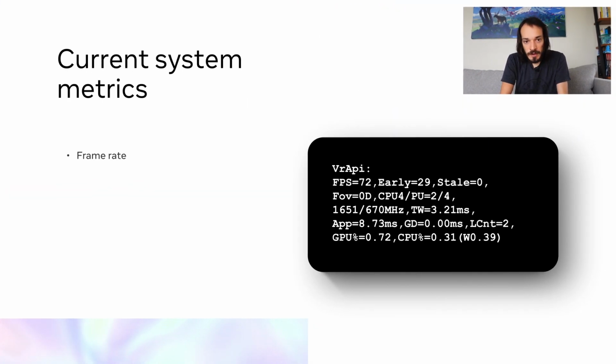If we do want to go over the system metrics quickly, you can get them from, for example, Android Logcat, but there's other ways to get them, such as the in-headset heads-up display called OVR Metrics Tool. But they're always the same. The main one is frame rate. So you have the actual application frame rate, which is this FPS equals 72 here, which just means that your application is running 72 frames per second, which is good. But then there's also other types of frame rates. The two here that I want to talk about quickly are the early frames and stale frames.